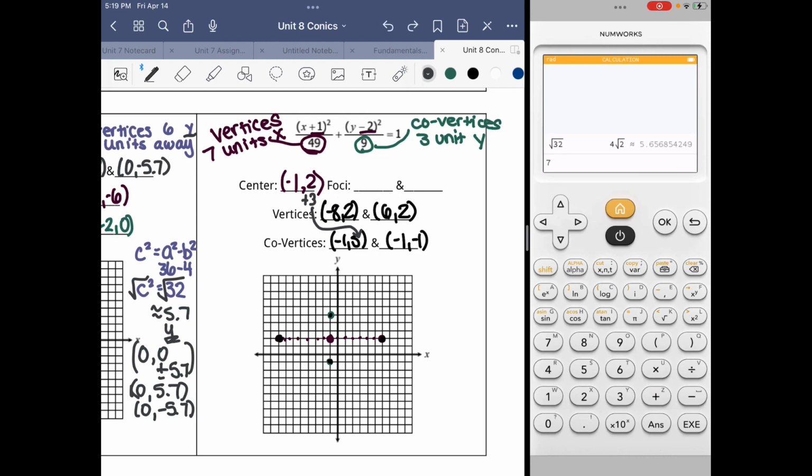Now let's go work on the foci. Again, c squared is a squared minus b squared. A squared is 49 and b squared is 9. You're basically always going to do the two denominators, big minus small. 49 minus 9 is 40. And then I'm going to go ahead and take the square root on both sides.